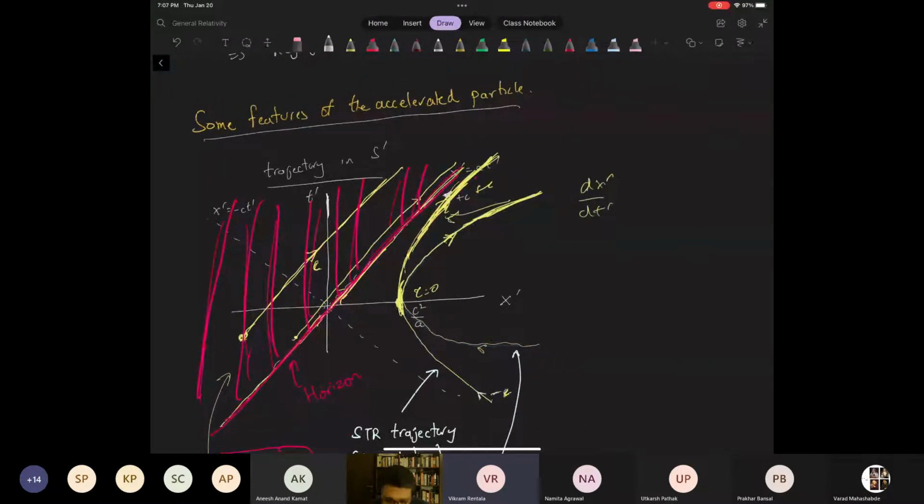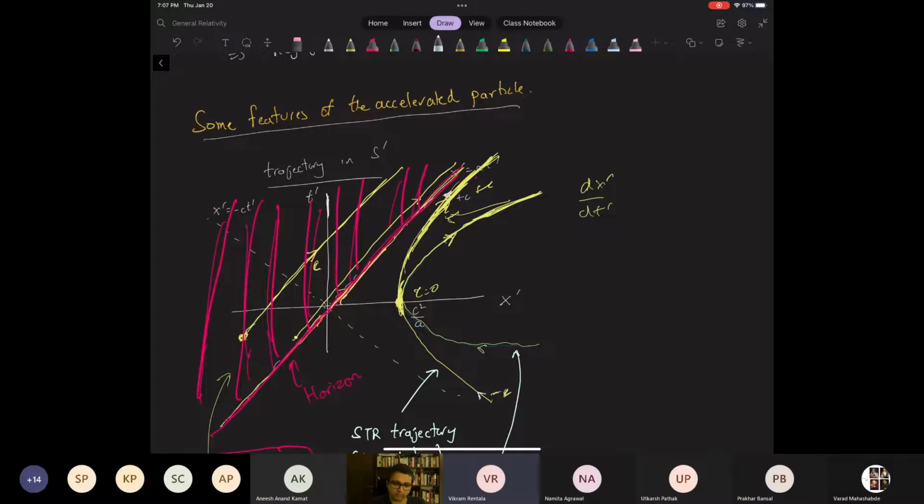Okay, so let's just recap where we were last time. We talked about this idea of accelerating particles in special relativity, and what we discussed is it doesn't make sense to have a constant acceleration in some particular inertial frame, S prime, because at some point your speed would exceed the speed of light, and that can't happen for a physical particle. It would violate causality, as you might have studied in an STR course.